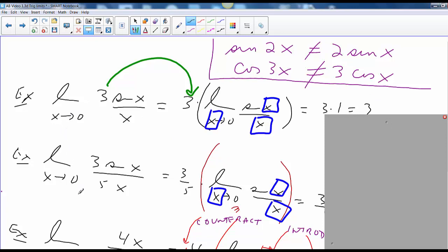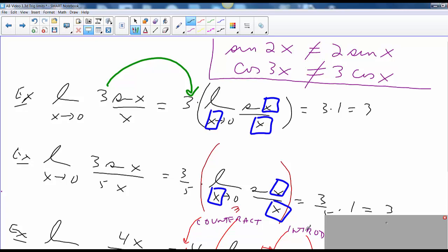Okay, the next example, we're going to be able to pull out the 3/5, and the beauty of that is when we do, again, all of this is exactly the formula that we know, so we end up with 3/5 times 1, which is 3/5.